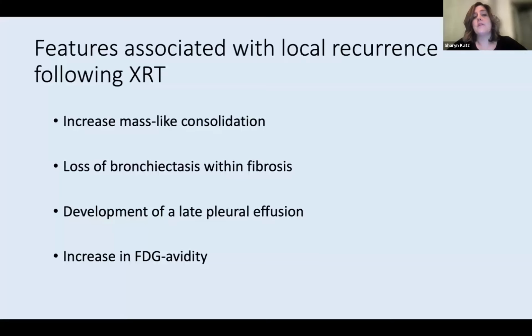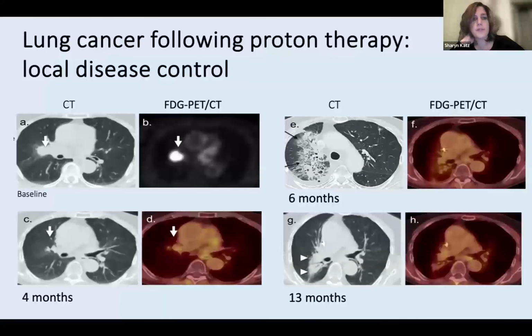Having said that, usually even in that early window, that FDG avidity is dropping. If you see a rising FDG avidity within the tumors, particularly after 3 months, that's a red flag that you may be dealing with locally progressive disease. So here are some examples. Here's an example of local control.